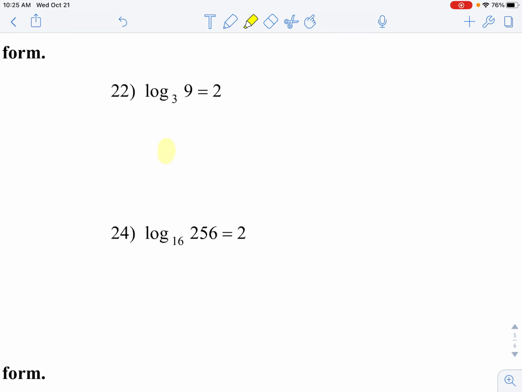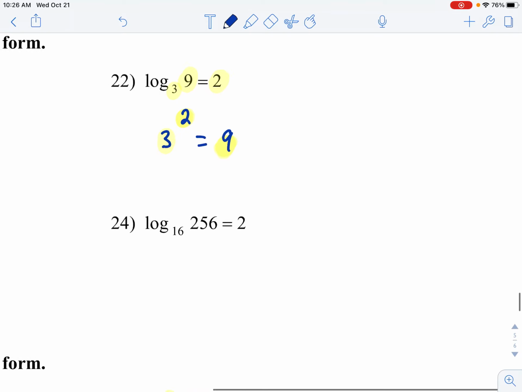So an exponent has a base, a power, an equal sign, and an answer. The base is the little number by the letter g. The base of the logarithm and the base of the exponent are the same. The power here is the answer from the other side. That goes there. The argument of the logarithm is the answer to the exponent. So 3 to the second power equals 9. There it is. It's rearranged.